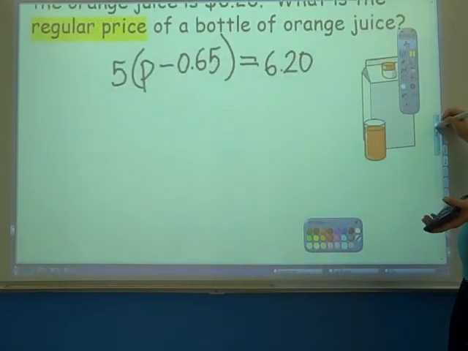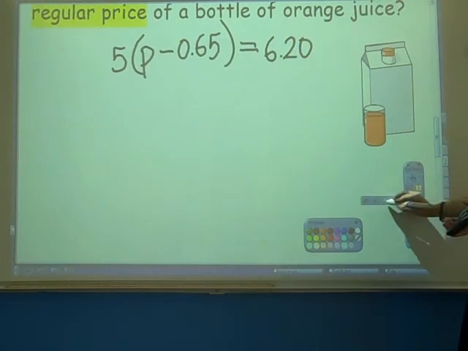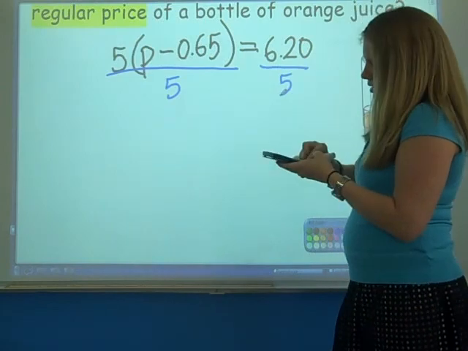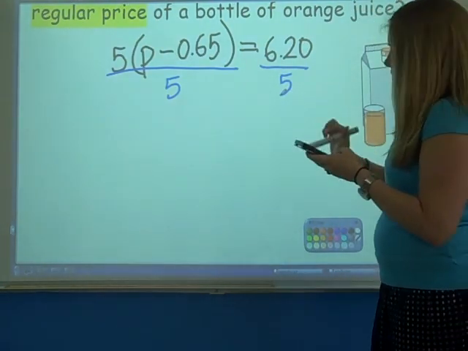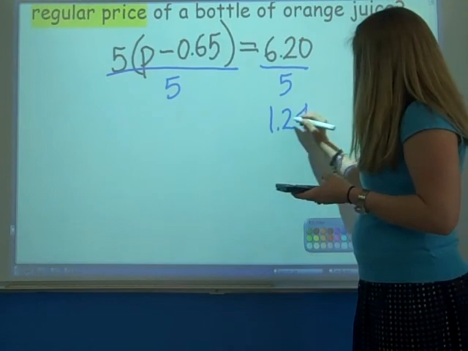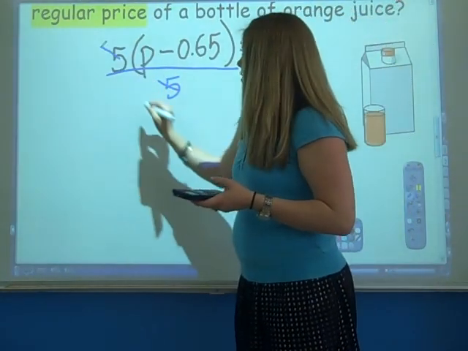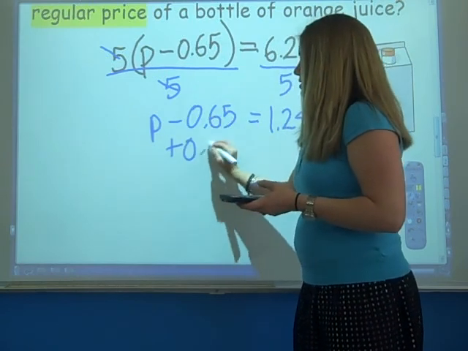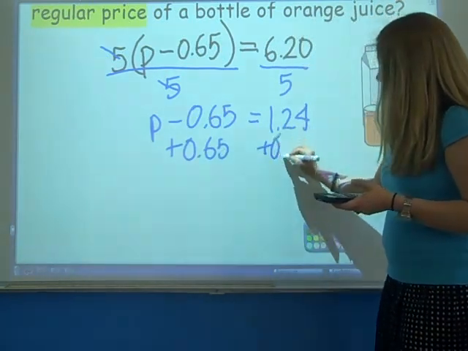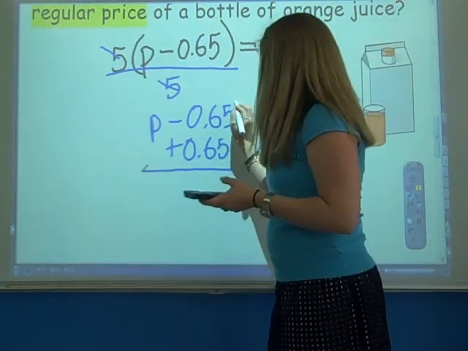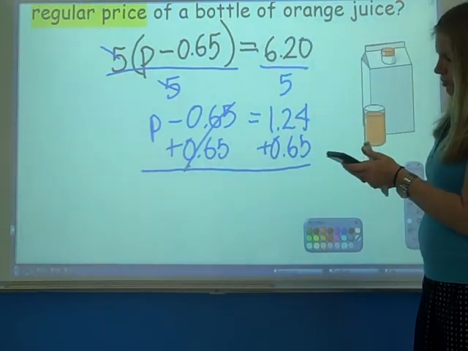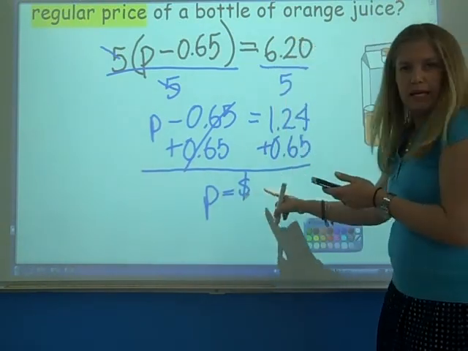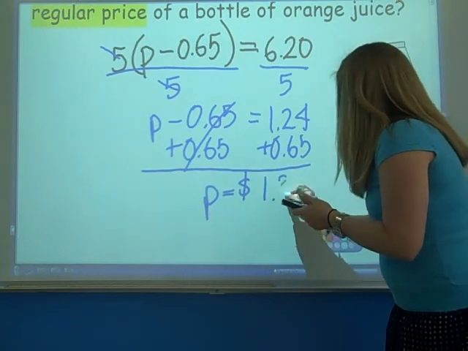I'm going to use the property of equality here. I can divide both sides by 5. 6.2 divided by 5, I get $1.24. And these cancel out, so I'm left with p minus 0.65. Add 0.65 to both sides. So the regular price of each orange juice, I'm adding my dollars for units, is $1.89.